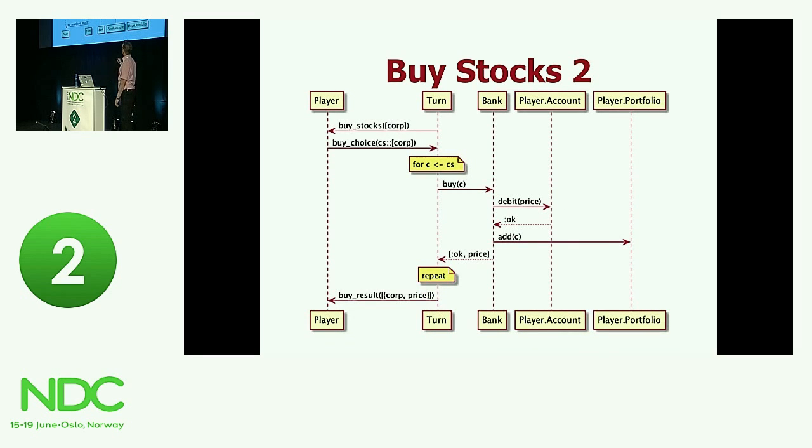Because in this case, buy some stocks, please. Yes, here's my choices. And then again, you have the loop here. You ask the bank, I want to buy this one. The bank goes directly out to your account and sees if you have enough money. If it's okay, it'll add it to your portfolio and say, yes, it worked. Here's the price for that one.